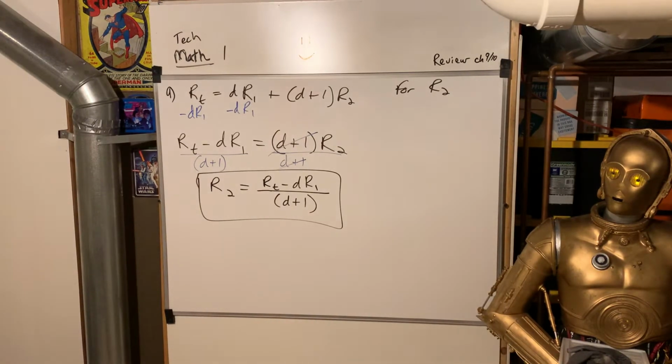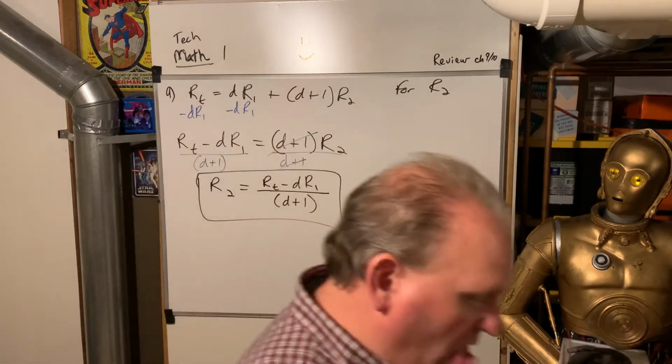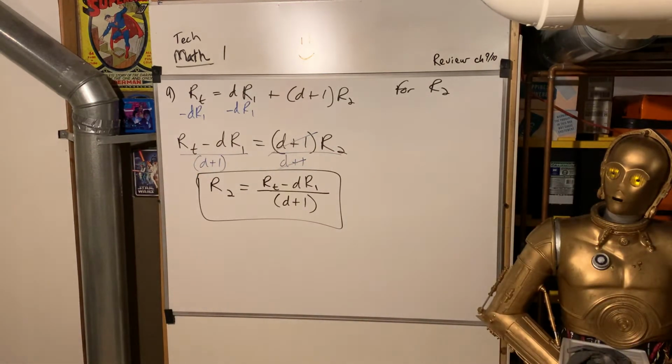So r sub t minus d r sub 1 all over d plus 1. How much time? Okay, about 16 minutes. I can do 1 or 2 more. Here, wait, I've got an R2. I've got a lot of R2s.